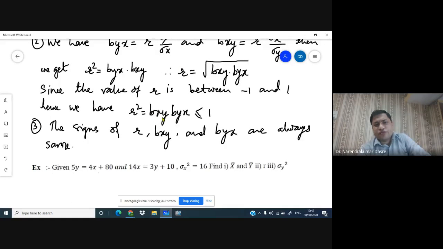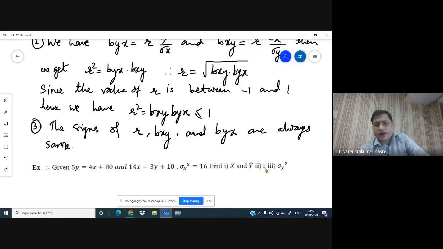The product of bxy and byx is less than or equal to 1. If it is less than or equal to 1, then your identification is correct. If it is going to be more than 1, then you have chosen the wrong lines, or your assumption is wrong, so you need to correct it. Here we now have to understand what is going to be the line of regression of x on y and y on x.